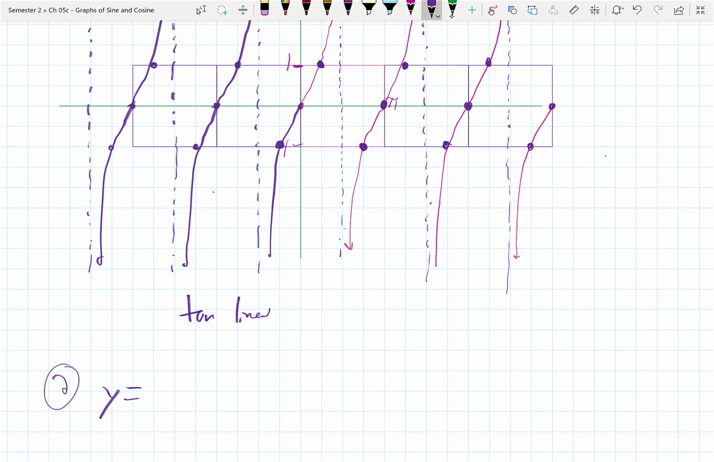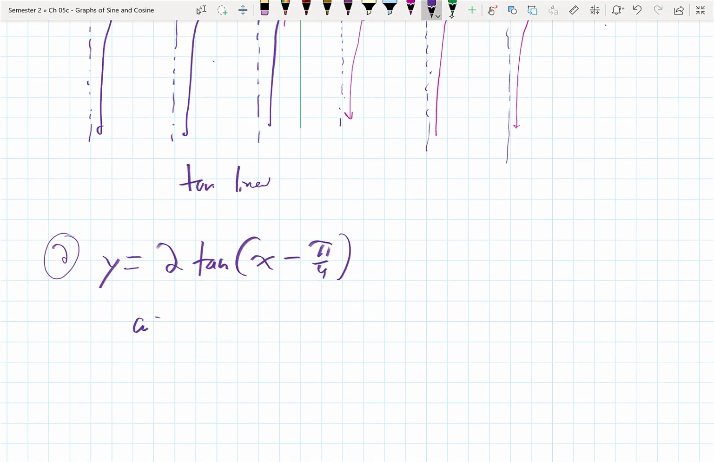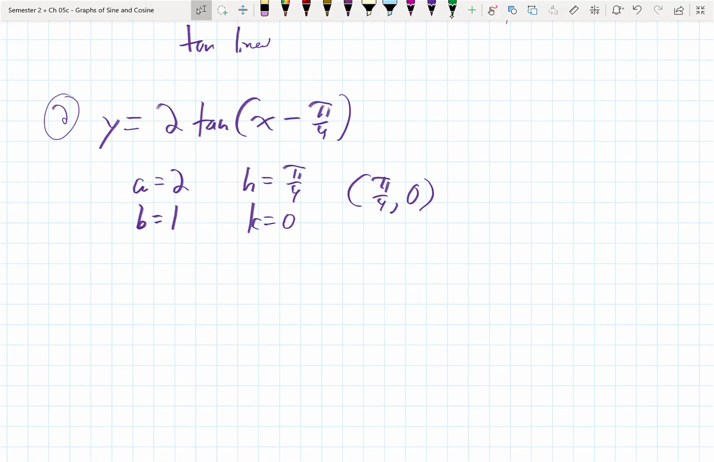Okay, we're going to graph y is equal to 2 times the tangent of x minus pi over 4. So a value is 2, b value is 1, h is pi over 4, k is 0. So I know that my graph at pi over 4 is 0. That's the shift that's going to happen. And I'm going to graph a grid.